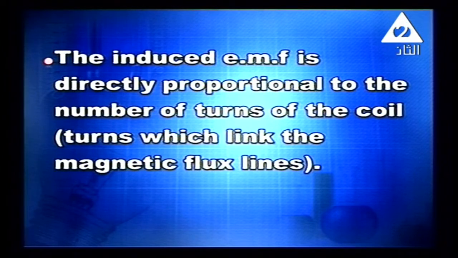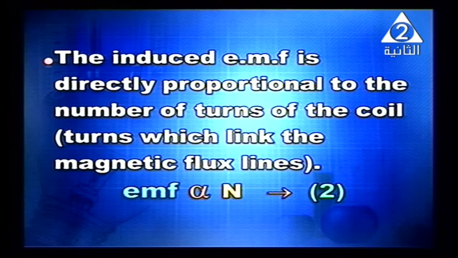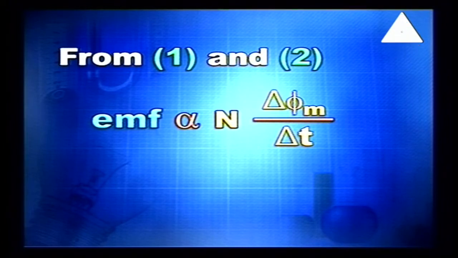The induced EMF is directly proportional to the number of turns on the coil, turns which link the magnetic flux lines. So we can say EMF induced is proportional to the number of turns. This is the second equation. From the first and second equation, we can say EMF is proportional to N delta phi over delta T.